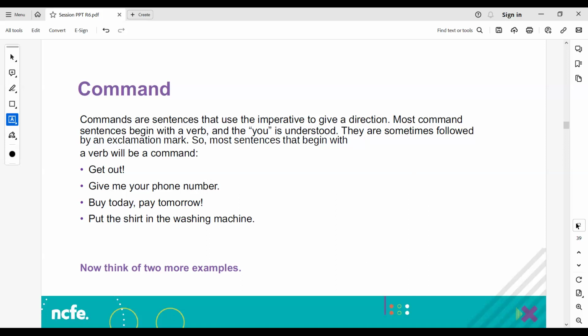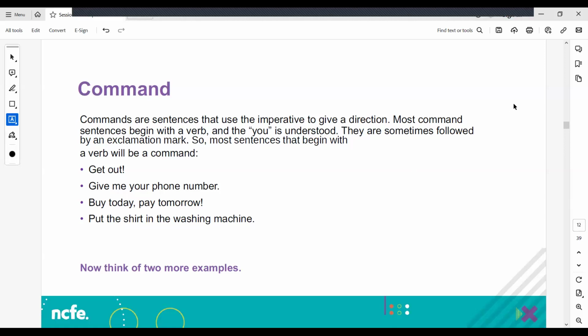So can anybody think of another example? If you think of a verb, and then you could carry on the sentence. Think how you could make that into a command. So let's have some contributions from you. Just remember to unmute yourself if you're going to share.